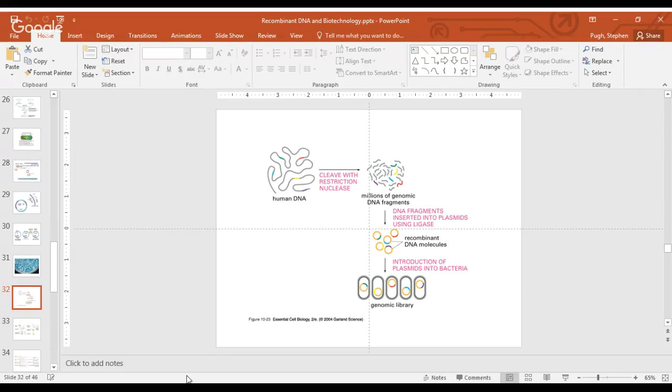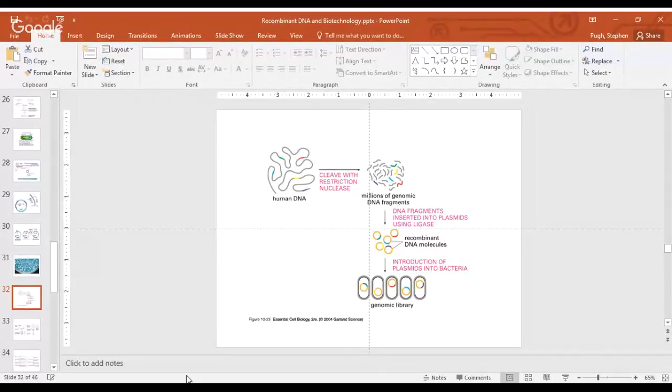So you take a sample of human DNA, you cut it with a restriction enzyme, so you have lots of different DNA fragments. You combine those with plasmids and insert them into bacterial cells, and you're going to get hundreds or maybe thousands of different strains of bacteria, each of which has plasmids with different pieces of DNA in them. And that's a genomic library. It's essentially a set of cells that have different pieces of human DNA inserted in them.